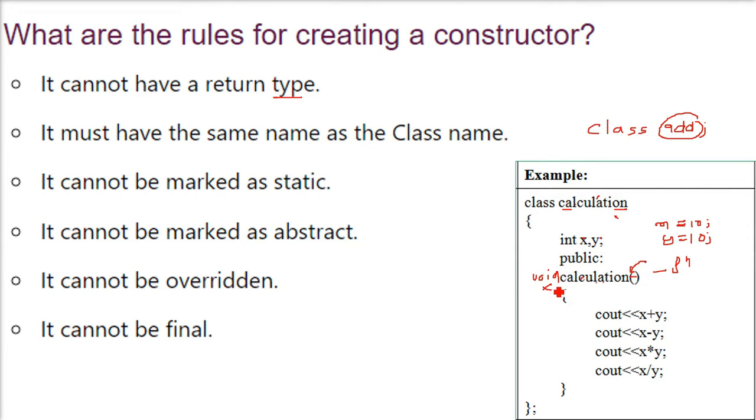You cannot make this constructor static. You cannot make this constructor abstract. You cannot override the constructor in an inherited class. You cannot make the same function with this name, meaning you cannot override this. It cannot be final in C. Final means constant, const, so you cannot make it constant. These are the rules.